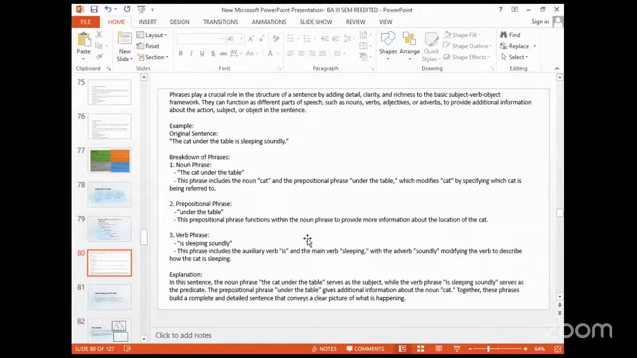Now, these phrases play a crucial role in the structure of a sentence by adding detail, clarity, and richness to the basic subject-verb-object framework. They can function as different parts of speech, such as nouns, verbs, adjectives, or adverbs, to provide additional information about the action, subject, or object in the sentence.